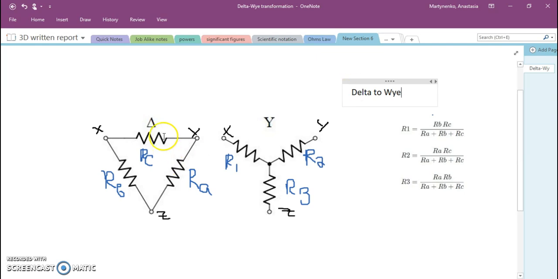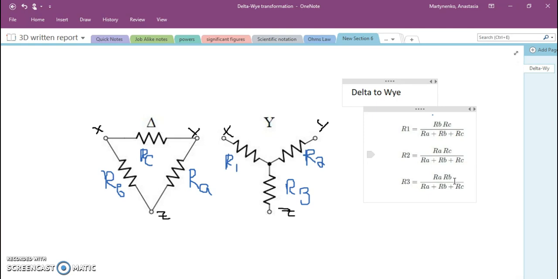So what is going to happen? When you replace this configuration with the Y, the value of R1 is going to be this expression. So you literally plug in the numbers and calculate what it is. The value of R2 is going to be this expression. You literally plug in the numbers and calculate what it is. And then R3 is this expression. Once again, you plug in the numbers and you calculate what it is.